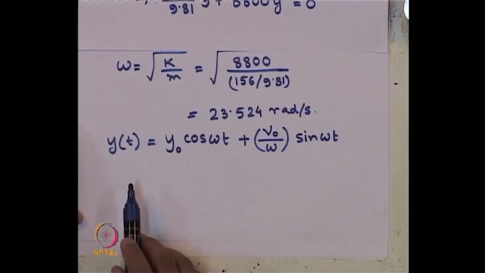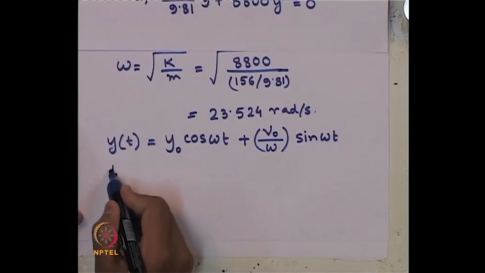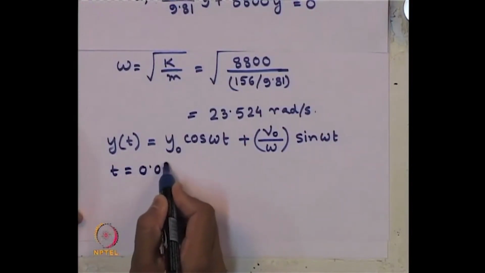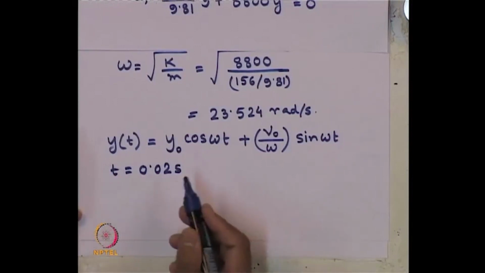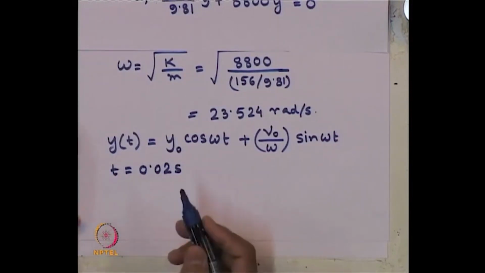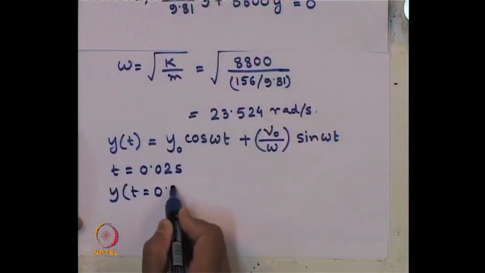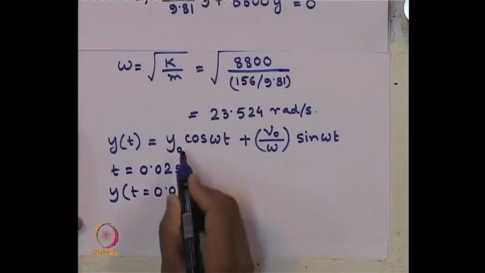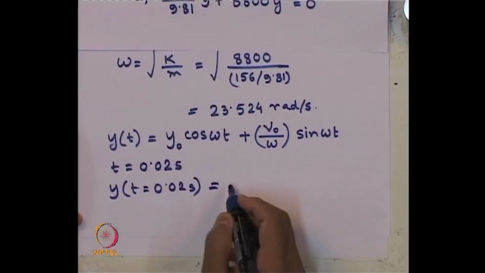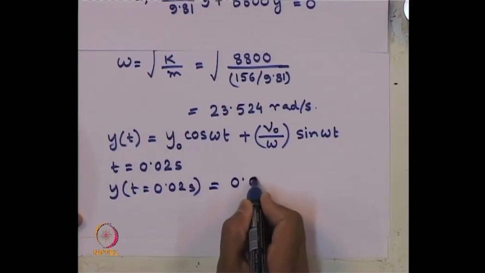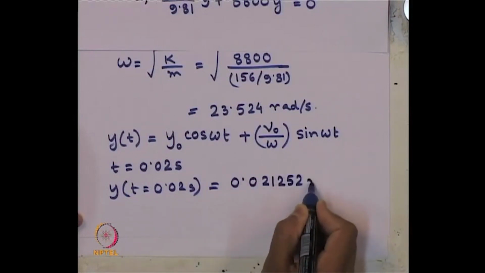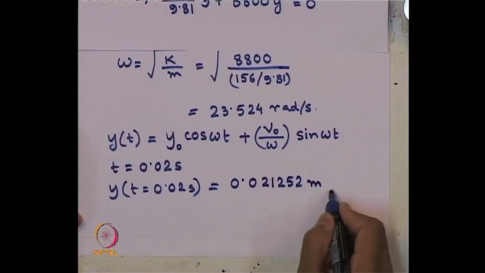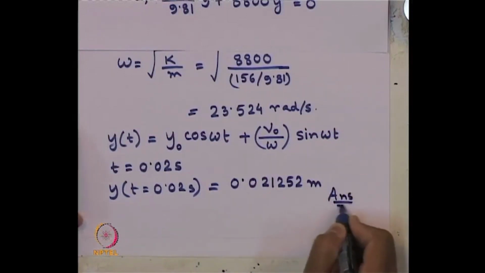What it has asked after t equals to 0.02 second, how much is the displacement or deflection of the system. So, y at t equals to 0.02 second, if we put in this expression, we will get the value. It comes out to be about 0.021252 so much of meter. So, that is the answer of the problem.